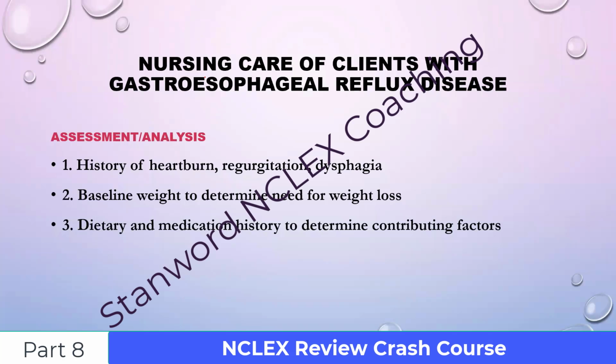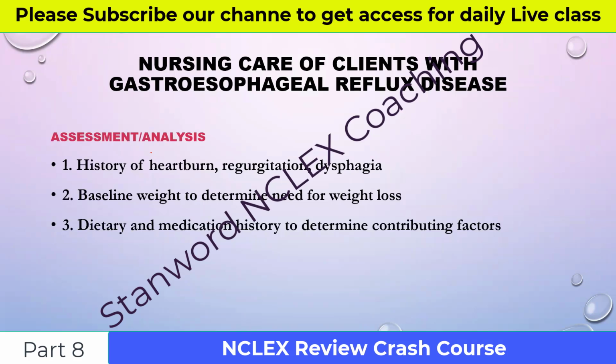In this patient, what is the nursing care that we will provide? So let's start with the assessment. So what things are we going to assess? We have to assess for the history of heartburn, regurgitation, and dysphagia. All these things we have to ask. Baseline weight to determine need for weight loss. Dietary and medication history to determine contributing factors.